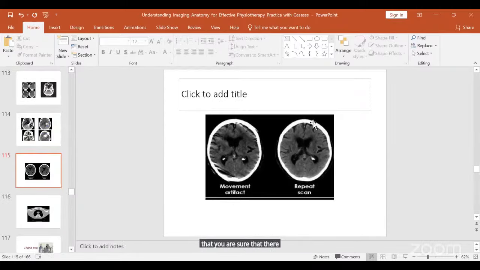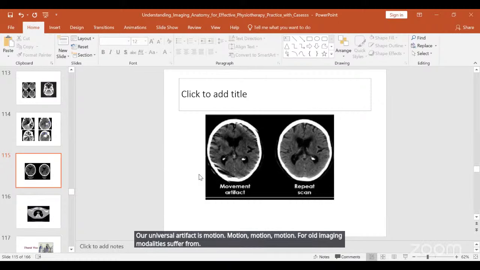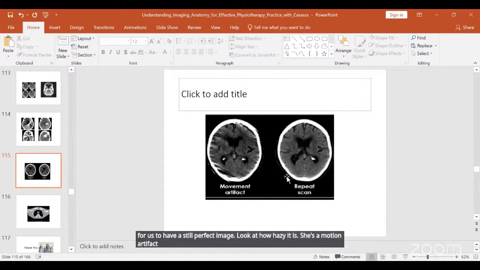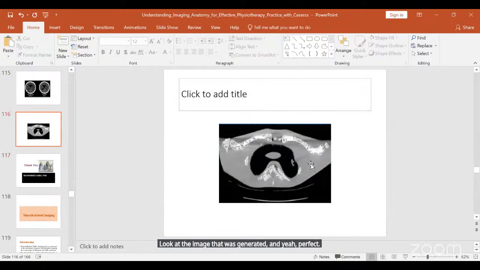And of course, our universal artifact is motion. In fact, all the imaging modalities suffer from motion artifact. And patients need to sometimes be sedated for us to have a perfectly still image. Look at how hazy it is. So it's a motion artifact. And after the patient has been stabilized, look at the image that was generated, a near perfect image.